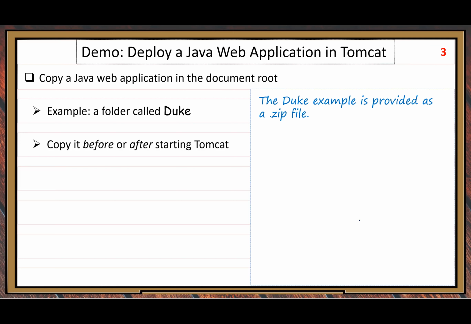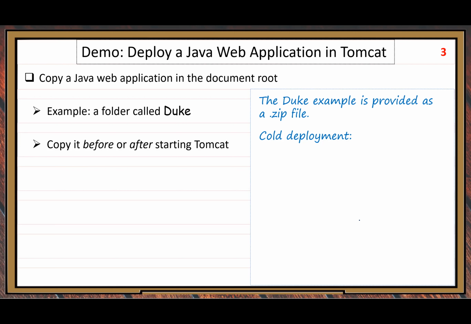Here, when we do the copy, actually, there are two ways. We can try different ways. The first way, copy it before starting Tomcat. Before we start Tomcat, then we do the copy. The second way is after starting Tomcat. We can start Tomcat first, then we copy that file. These two different ways correspond to two different deployment ways.